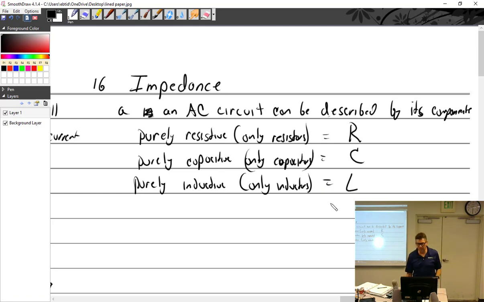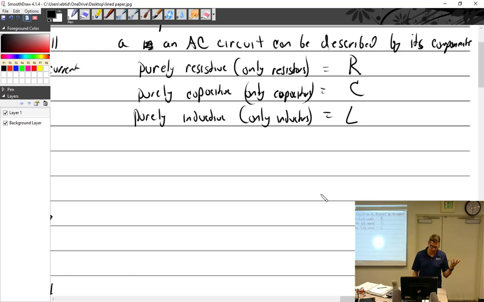All right, so then we can combine them up. We could have any combination. We could have an RC circuit, which would be resistors and capacitors. We could have an RL, which would be resistors and inductors, or we can have an RCL, which would be resistors, inductors, and capacitors.